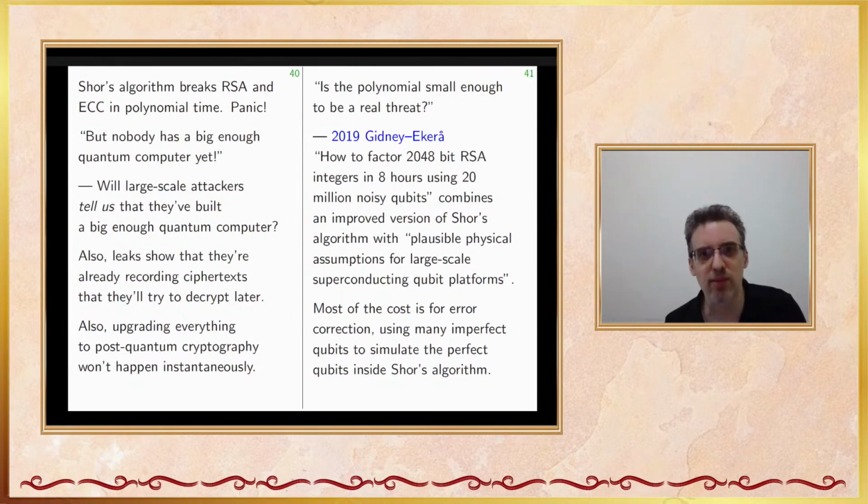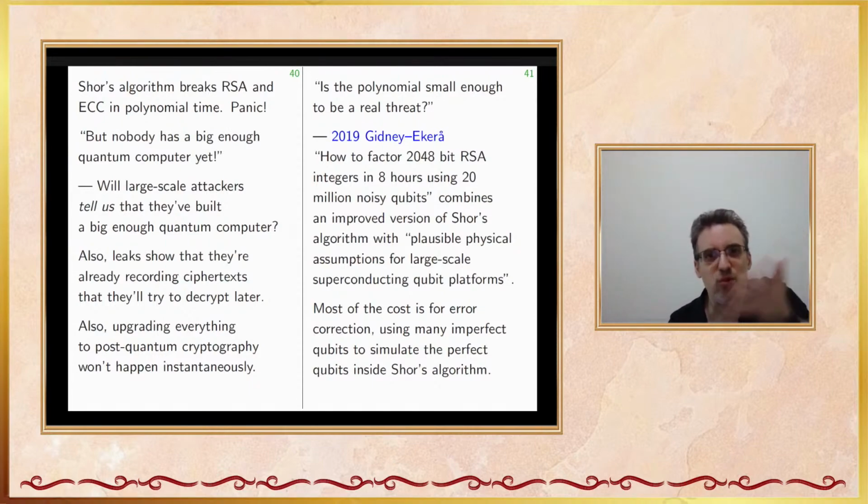8 hours, 20 million noisy qubits, which are like IBM and Google's qubits. If you have 20 million of those instead of 127, then you can factor a 2048-bit number in 8 hours. There's some assumptions here. They make plausible physical assumptions for large-scale superconducting qubit platforms. They're also doing a lot of work to get this result. They're improving how Shor's algorithm works.